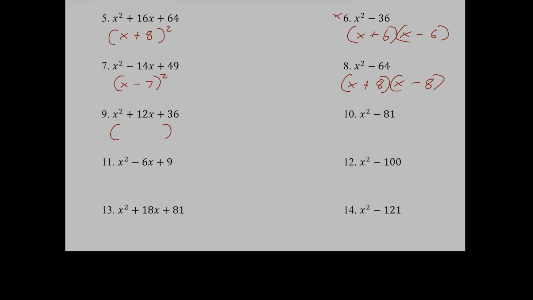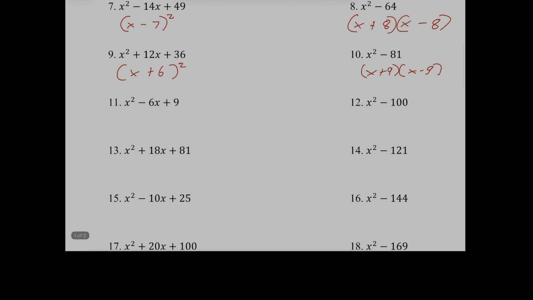This one, square root of 36 is 6. 6 times 2 is 12. So that fits the pattern. This one, x. Oh, let me do this, sorry. An x, 9 and 9. I'm going to go plus and minus.